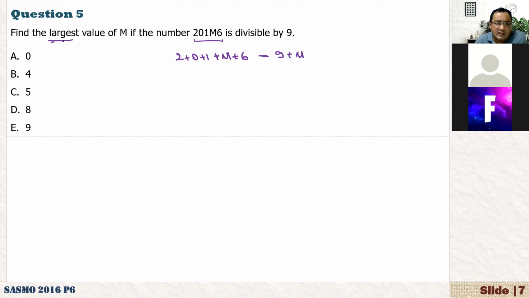But here it says largest, so what are the possible values of m? The possible values of m are 0, 9, 18, and these numbers are divisible by 9. But here, 0 or 9, then 9 is bigger than 0, so the only choice here is 9. When m is equal to 0, the number is divisible by 9, and when m is equal to 9, it's also divisible by 9. It says the largest value, that's why we choose 9 as the answer.